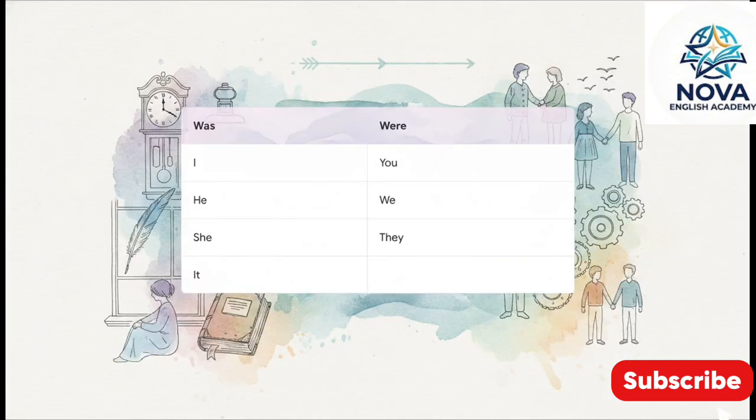Now, remembering when to use was versus were can definitely trip people up sometimes. But just remember this rule of thumb. For singular pronouns like I, he, she, and it, you're always going to use was. For you, we, and they, use were. If you lock in that contrast, you are completely set.